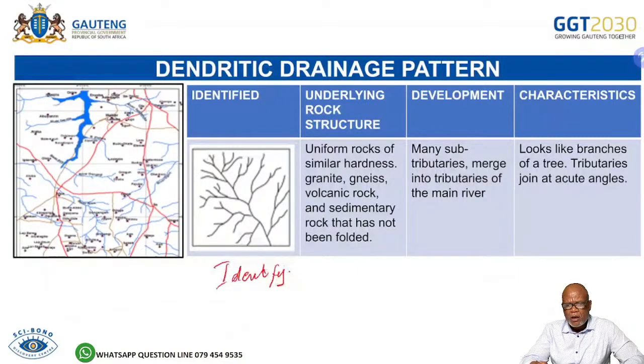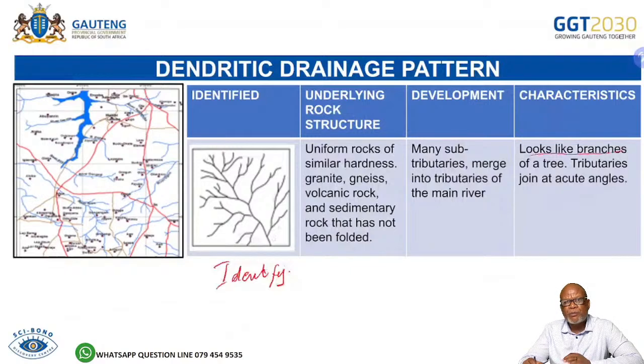And then you also need to know the underlying rock. The underlying rock will be the place where that particular stream is found. What are the characteristics of the surface where that river is flowing? Now, let's look at the dendritic pattern. We say it looks like the branches of a tree. Be careful, it does not look like a tree, because different trees look different from each other, but the branches of a tree have similar characteristics. So you must not say it looks like a tree, because you will be penalized for that.